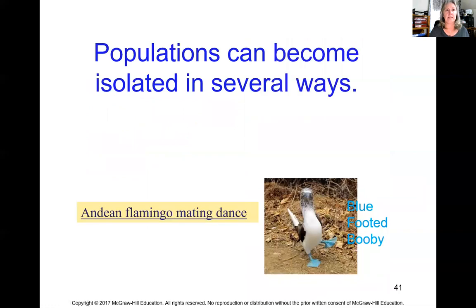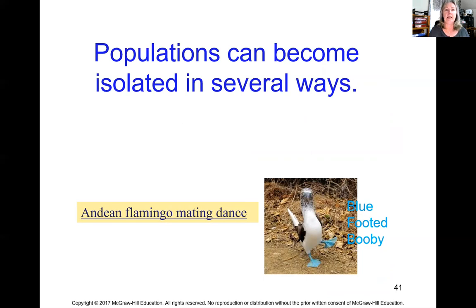So for instance, populations can isolate themselves. Sometimes you have groups of people that do that. They may live in a certain area of the world, and we have different groups of Indian populations that still live on reservations and things. And so animals sometimes have these isolating mechanisms too.